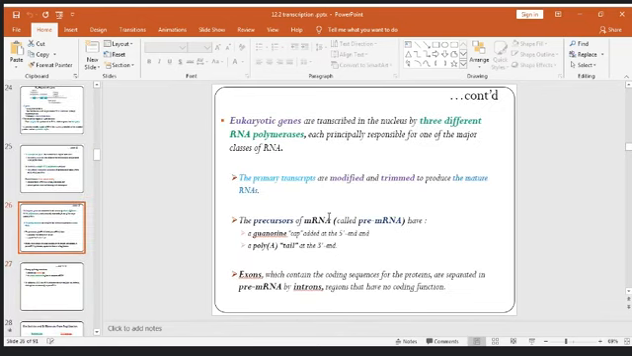And eukaryotic genes are transcribed in the nucleus by 3 different RNA polymerases, each principally responsible for one of the major classes of RNA. So these are the primary transcripts. They are modified and trimmed to produce the mature RNAs. This is what I told you before.